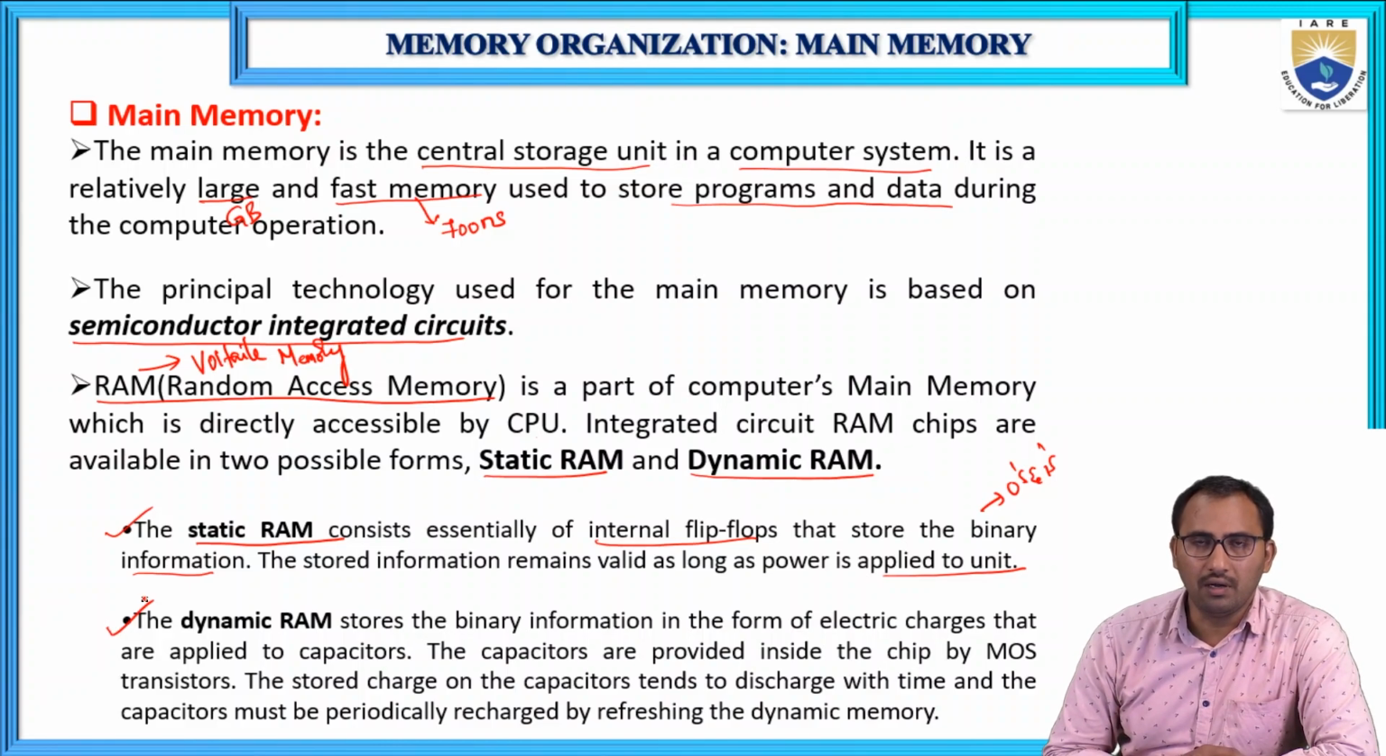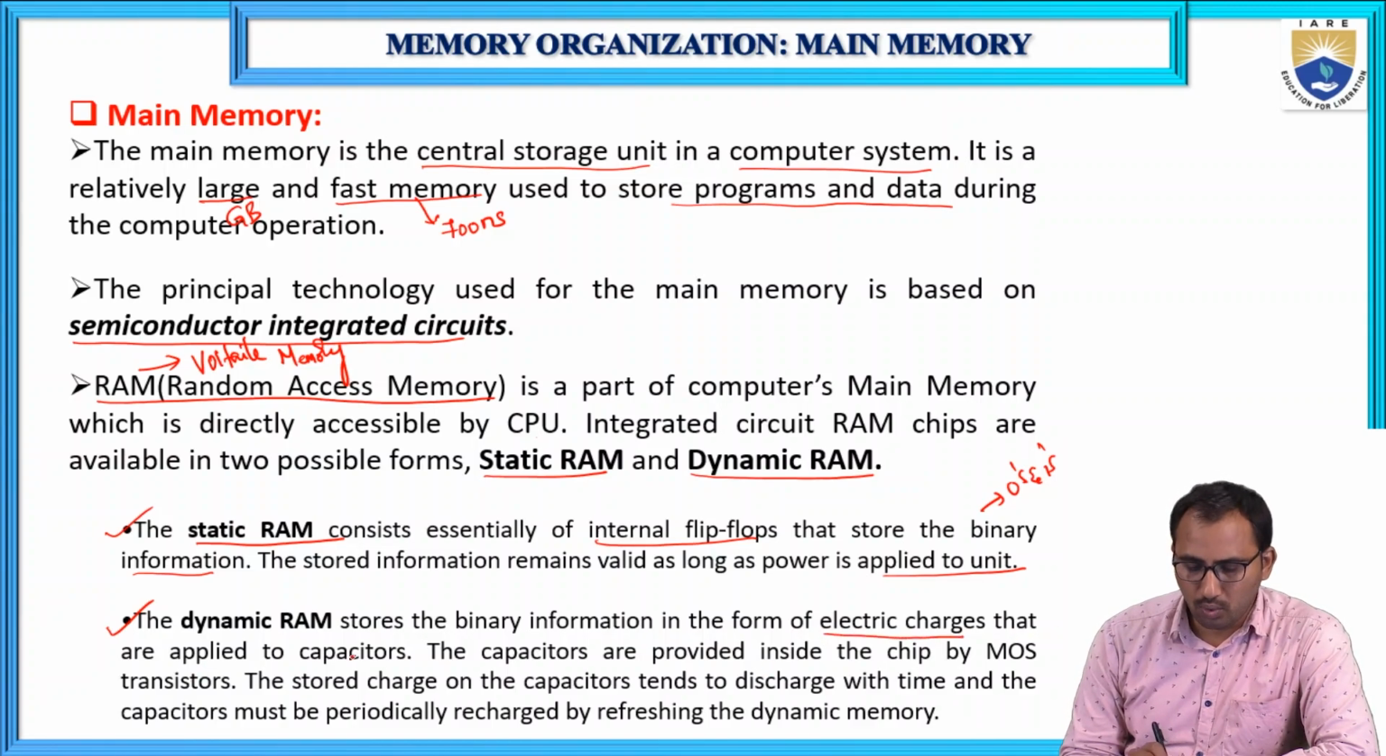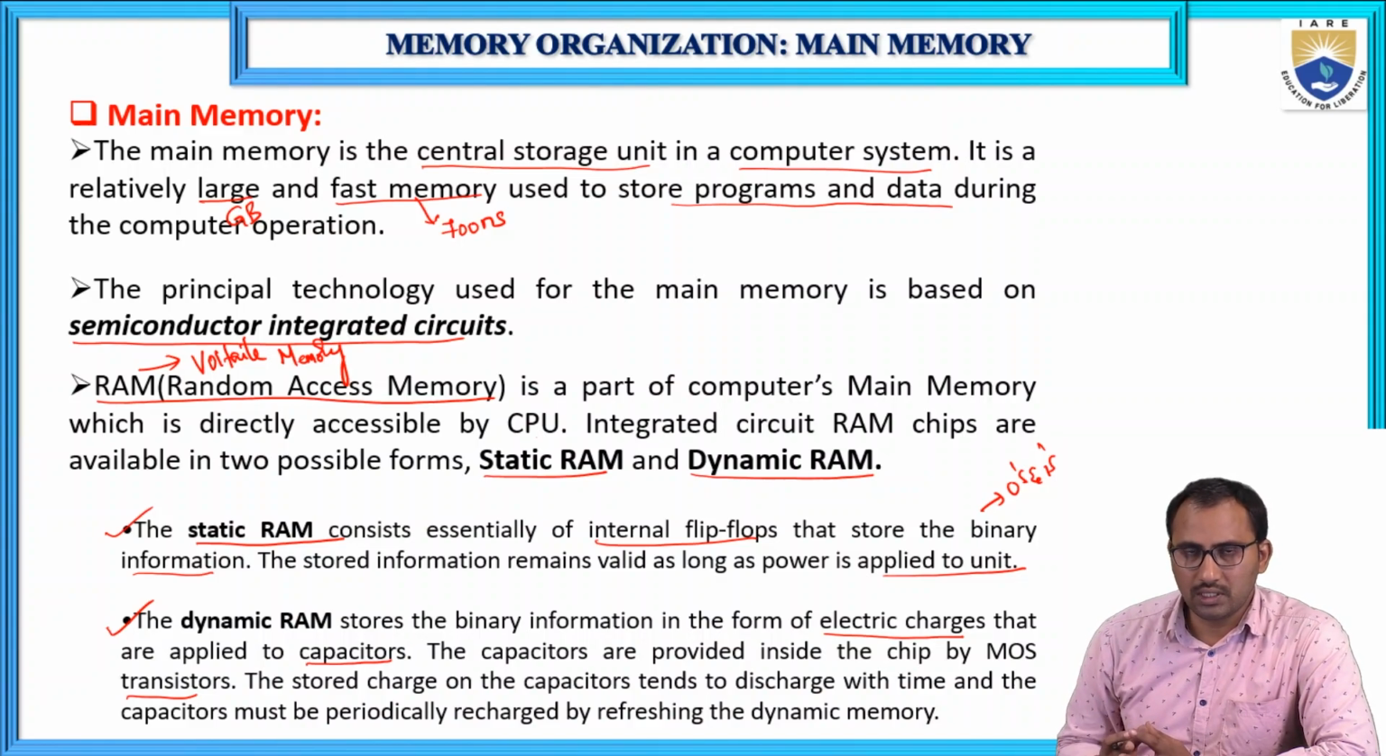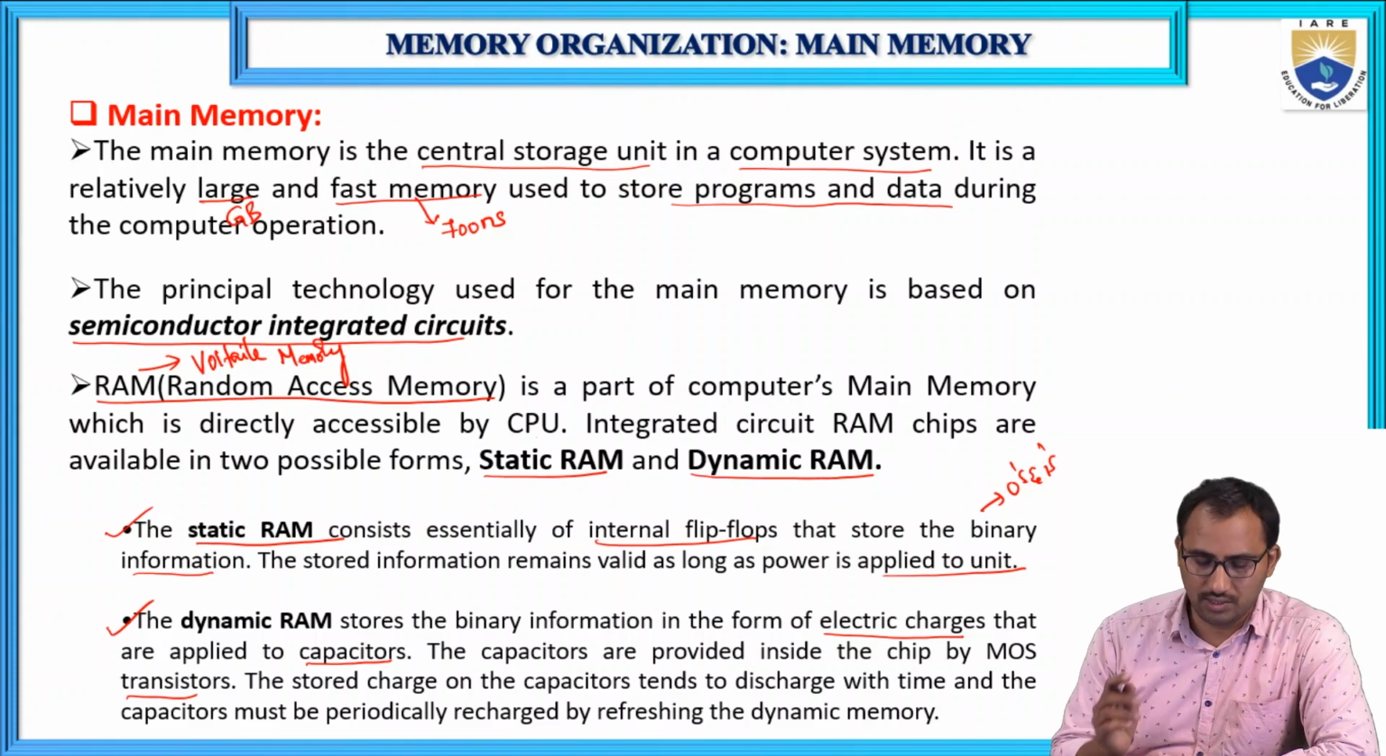Coming to the second form of the RAM, that is the dynamic random access memory. It stores the binary information in the form of electric charges that are applied to capacitors. The capacitors are provided inside the chip by MOS transistors. So here we are using the DRAM, the dynamic RAM. It is designed using the MOS transistors. These capacitors are provided inside these MOS transistors.